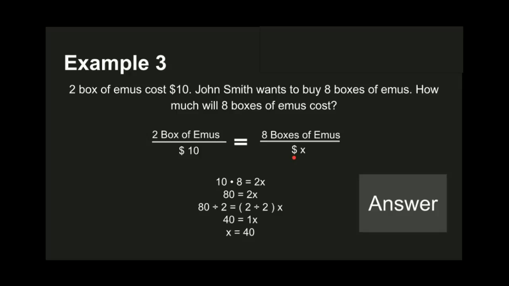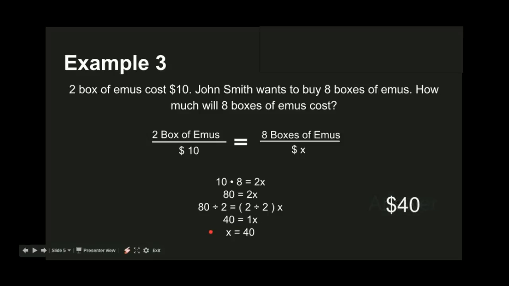Well, first we want to turn that into an equation. 10 times 8 is equal to 2x. Start by simplifying 10 times 8. Now we have 80 is equal to 2x. Divide both sides by 2 and you end up with a value of 40 for x. 8 boxes of emus cost $40.